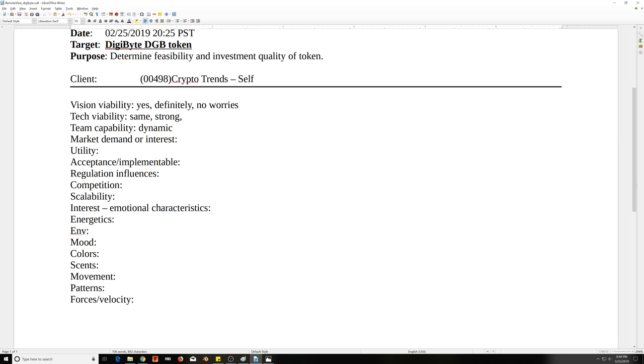Okay, tech viability. Same as above. Yes, definitely. No worries. Team capabilities. Dynamic. Competent. Getting a small shakeup. Future. What effect will that have? Minimal. More like streamlining.